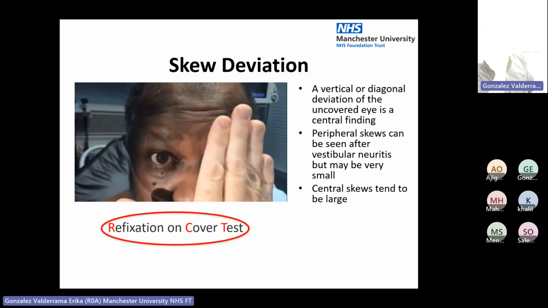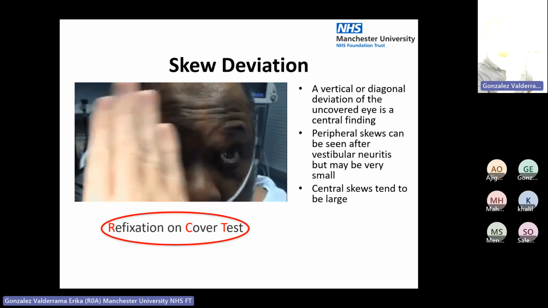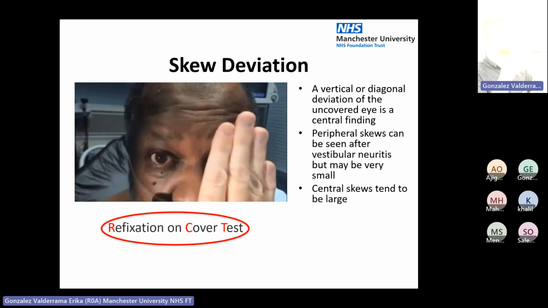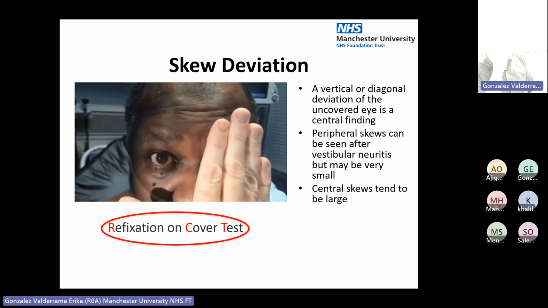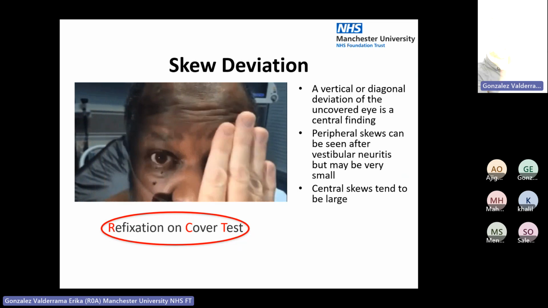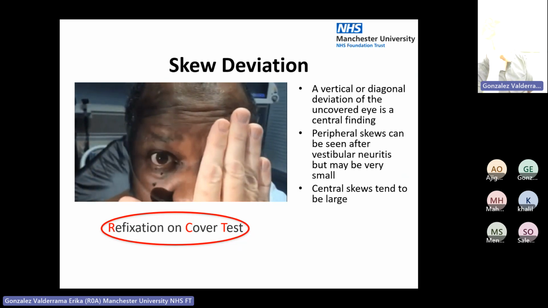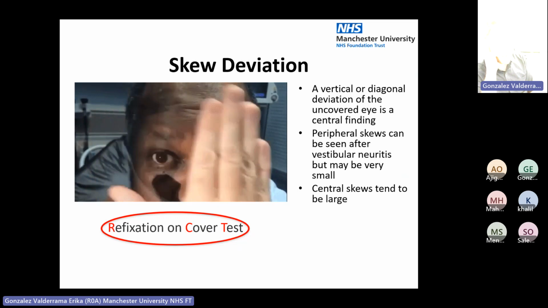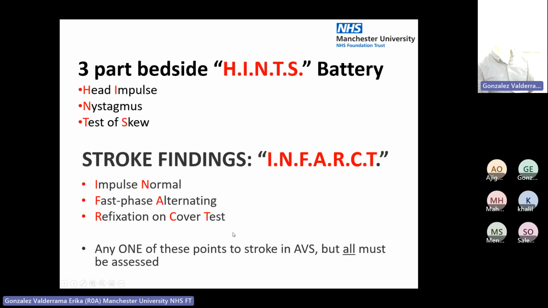And I would add that skew deviation has been added into HINTS to cover a few very, very rare things that bring the sensitivity down. But if you do this, if you cross cover and there's a big obvious movement of the eye vertically, then again that is a big stroke finding. So this is refixation on cover test. So that gives us a mnemonic.